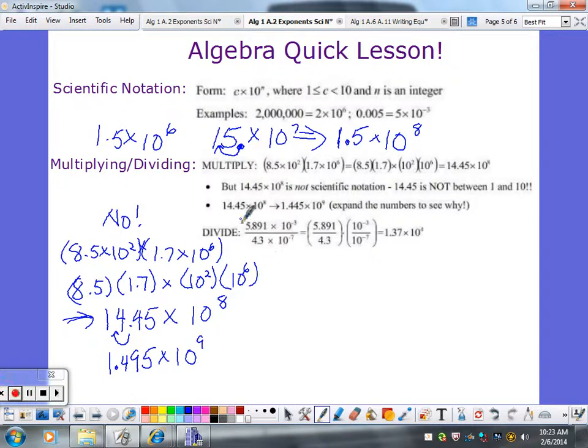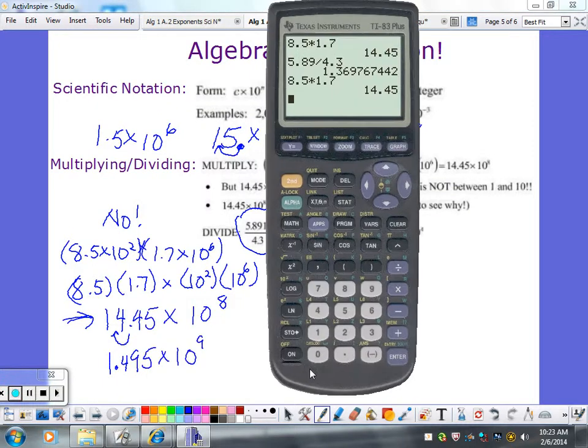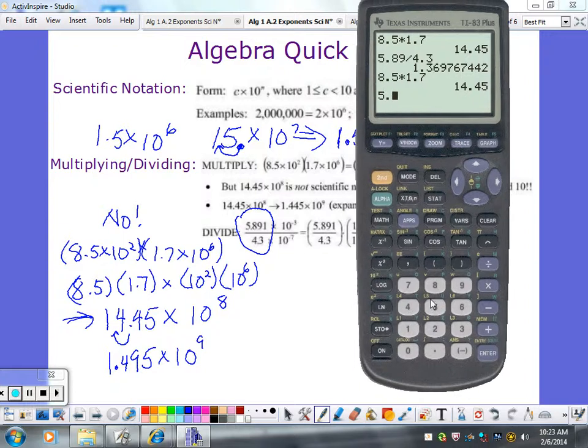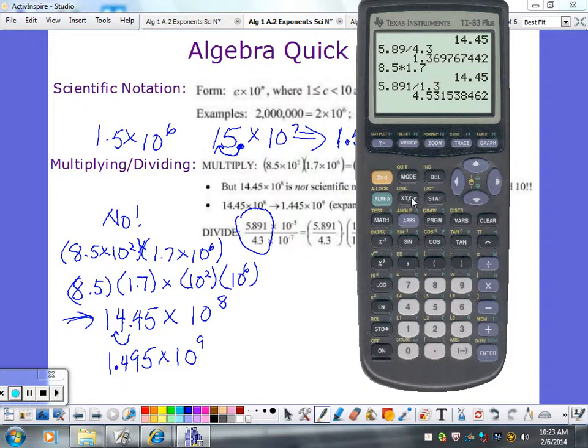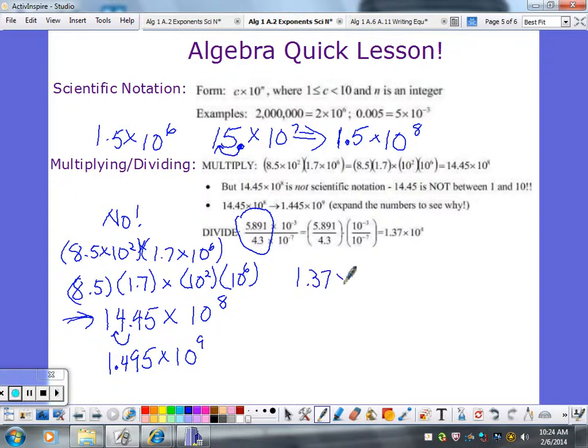Okay? Now let's look at the division. I know I'm going a little fast here. You do the same thing. Let's divide those numbers first. Give me a second. 5.891 divided by 4.3. And I'm getting 1.37 times.